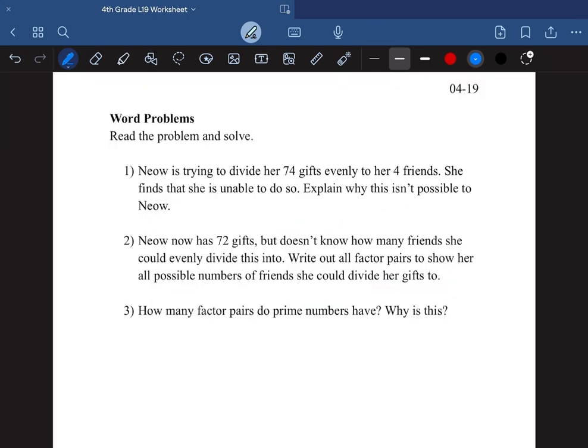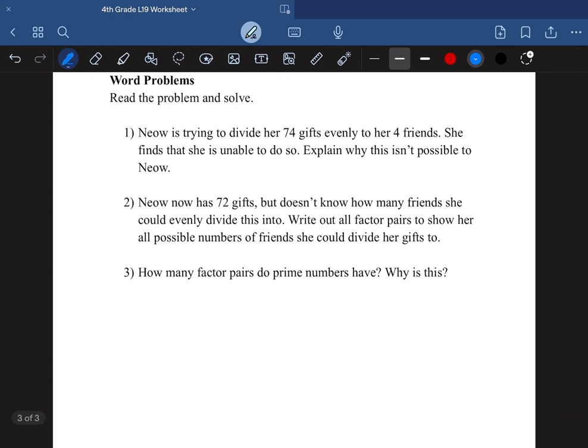Word problems. Read the problem and solve. Niao is trying to divide her 74 gifts evenly to her 4 friends. She finds that she is unable to do so. Explain why this isn't possible to Niao. The reason why this is not possible is because 74 is not a multiple of 4, so she won't be able to divide it evenly to each of her 4 friends.